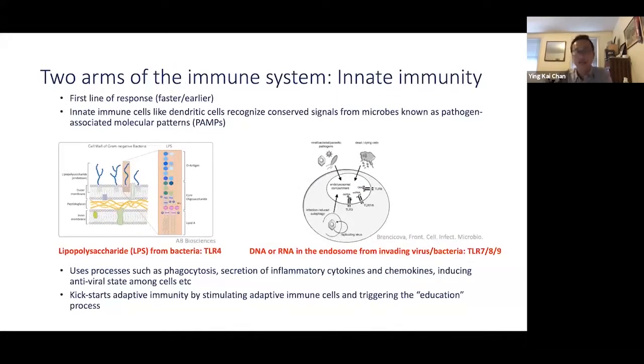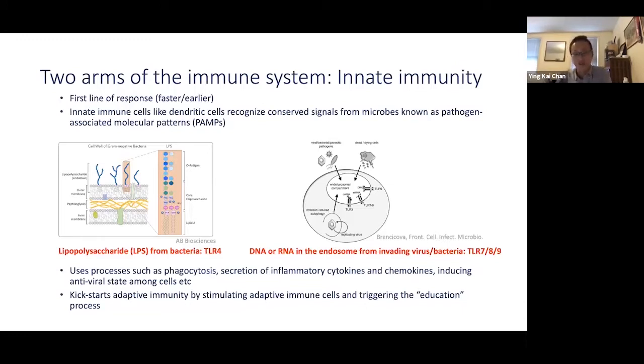How does the innate immune system work? So like I said, they're the first responders, and they do so by recognizing some kind of conserved signal from microbes, commonly known as pathogen-associated molecular patterns, or PAMPs. And this is basically something that cannot be mutated away by microbes. This is something that will always be different between human and microbes.